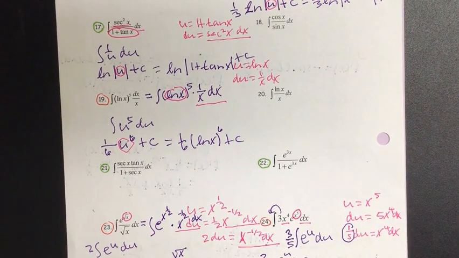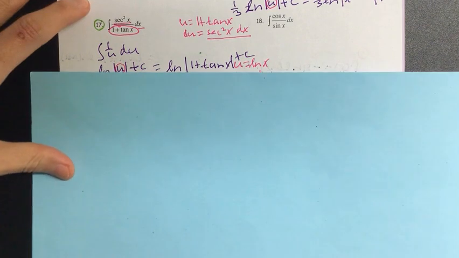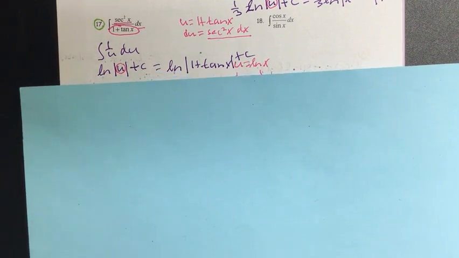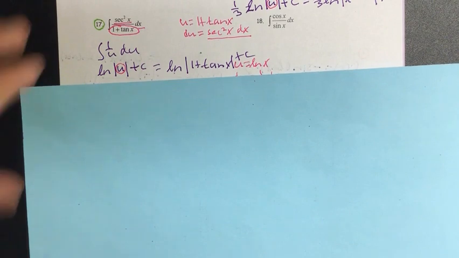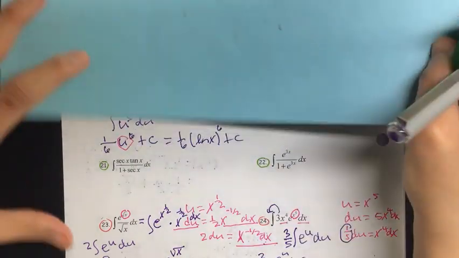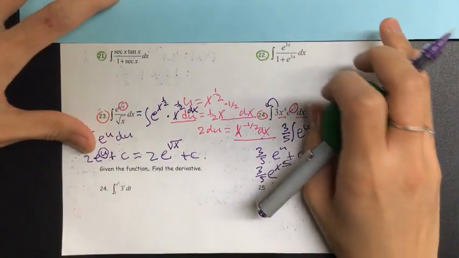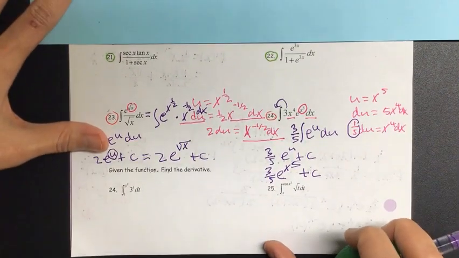Wait, Ms. Rocco, so the answer is natural log, the absolute value of 1 plus tan of x, plus c. Correct. There we go, plus c. All right, let's go on to number 20. What was it, 21? Does that help when I'm covering it up like that? That's good. Okay.